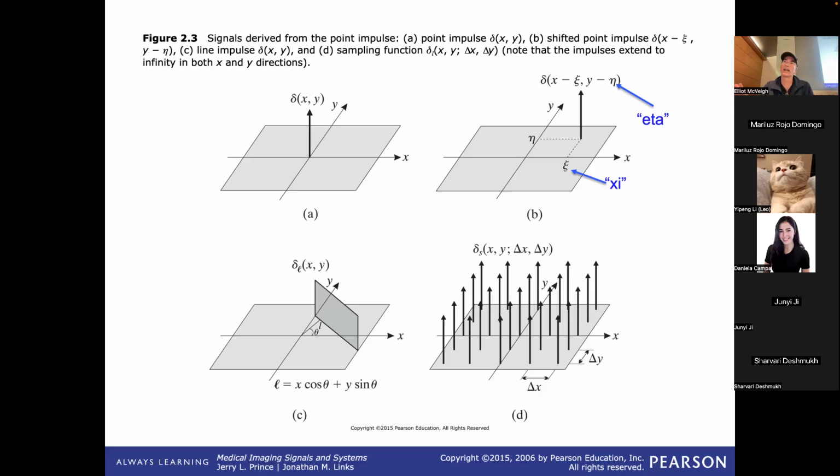So I could now sample my function at all of these different points by multiplying by this and then doing an integral. I've taken a continuous 2D function, f, multiplied it by this, and integrated, and now it only has values where these delta functions exist. Everywhere else is 0.